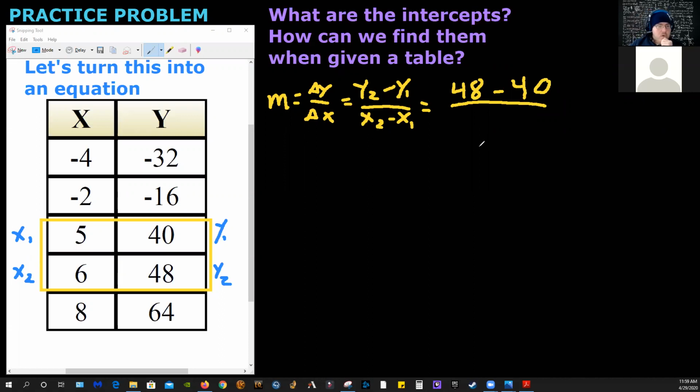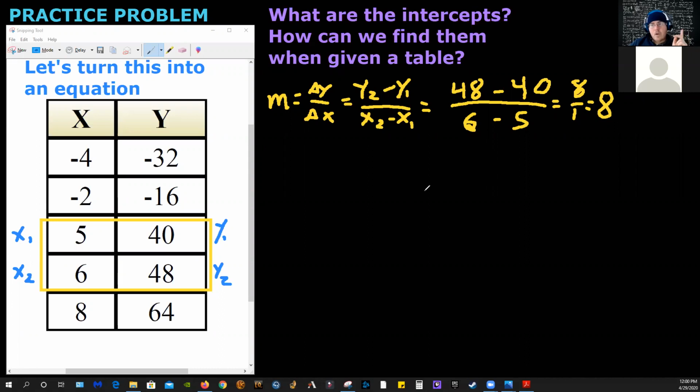So 48 minus 40 over 6 minus 5. So our slope would be 8 over 1, which is just 8. Okay, so we got the slope.